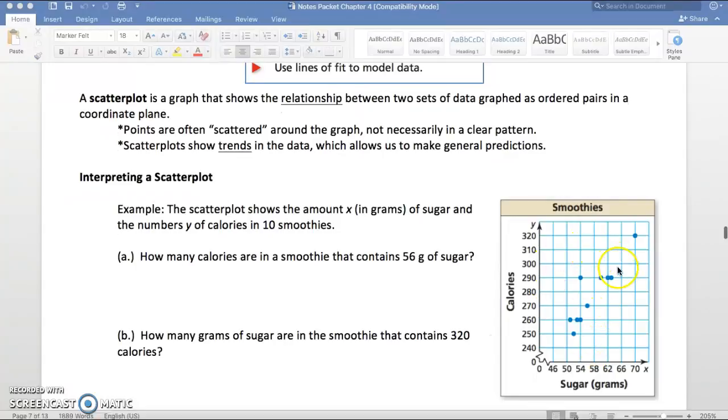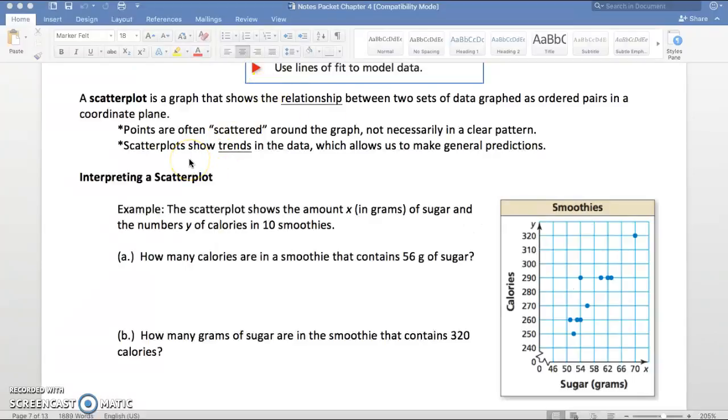Okay, see this graph of smoothies? We see calories, a relationship between calories and the amount of sugar in a smoothie. The points are often scattered around the graph, not necessarily in a clear pattern. Sometimes they are, sometimes they're not. So you have to determine what type of pattern the dots are showing.